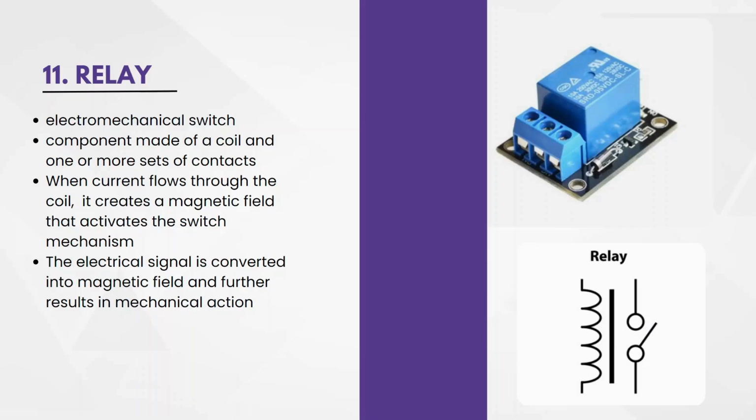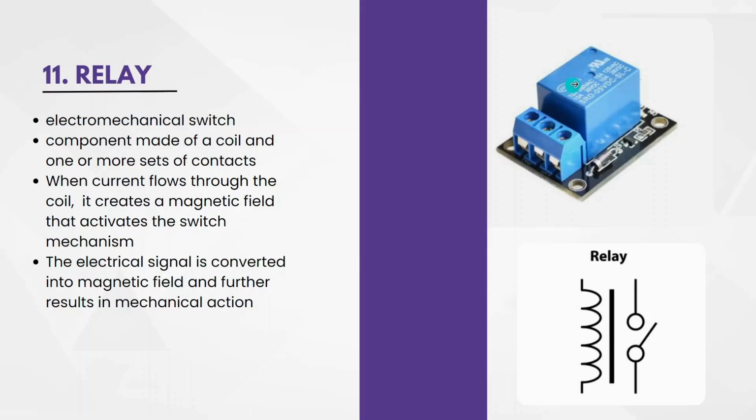A relay is also called an electromechanical switch. From the name itself, we can guess that the electrical energy we give to the relay is converted into a mechanical action. That mechanical action means it will either close or open the switch. Inside a relay, this is the image of a relay, there is a coil. When current flows through that coil, there is a magnetic field. This magnetic field energizes the switch mechanism, and depending on how we set it, the switch will either turn on or turn off.